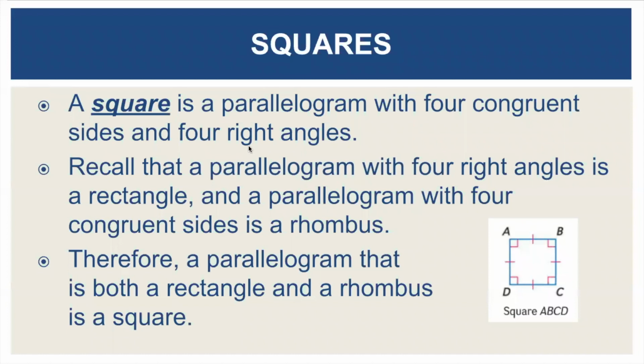A square is a parallelogram with four congruent sides and four right angles. Recall that a parallelogram with four right angles is a rectangle, and a parallelogram with four congruent sides is a rhombus. Therefore, a parallelogram that is both a rectangle and a rhombus is a square. And this is where you get that whole "a square is a rectangle, but a rectangle is not a square" that people often say.